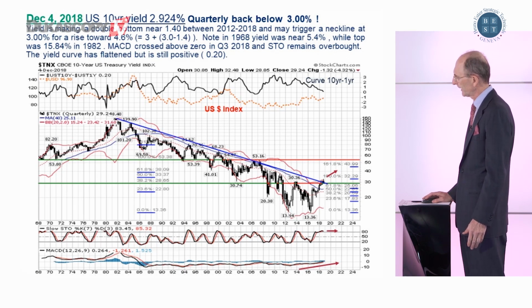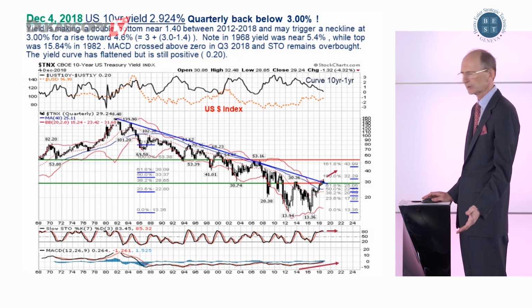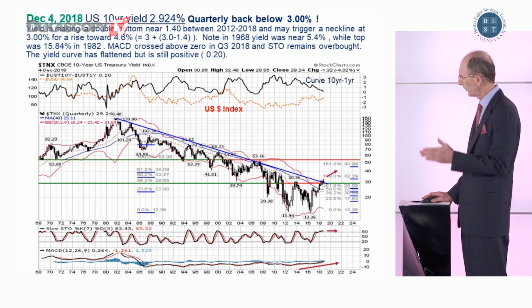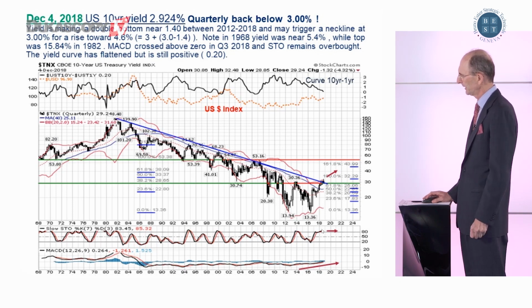You even notice that we have twice a bottom at about 140%. And now we are back to the previous top, 3%, which is also where the trend line is going through. Notice then the momentum here on a quarterly basis is overbought. That means that probably there is going to be more sideways action here.